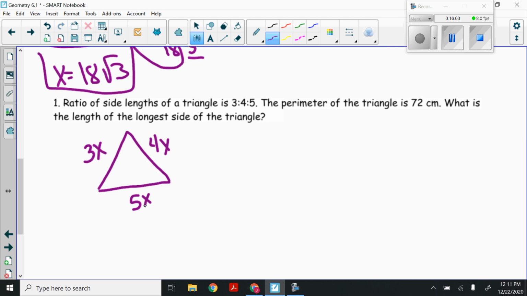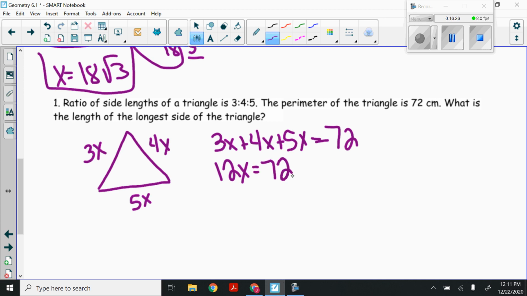My perimeter means add up all of my sides. So if I add up all of these, I get 3x plus 4x plus 5x. The perimeter, they tell me, was equal to 72. So that's how I'm going to set this up. So now I need to find out what is x. So if I add these, 4 plus 3 is 7, 7 plus 5, I get 12x equals 72. Divide, so 72 divided by 12, x is equal to 6.